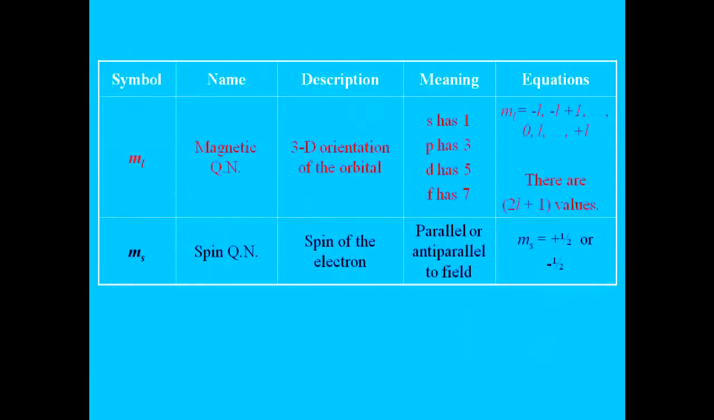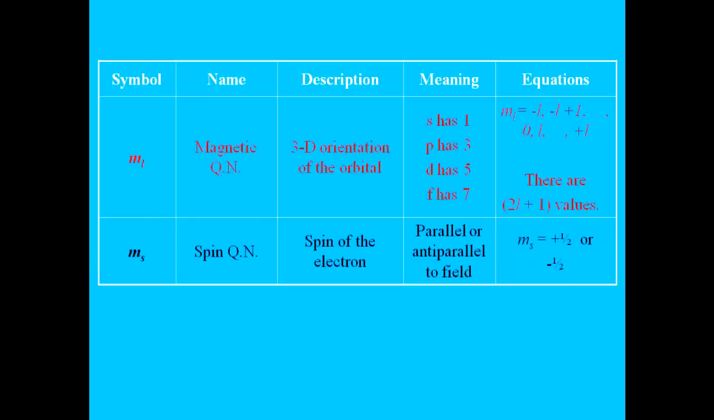m sub l is the magnetic quantum number. This is the 3D orientation of the orbital. How does the orbital sit on the 3D plane? s will have one shape and one orientation. p has 3, d will have 5, and f will have 7. To figure out the orientations available, you use negative l through positive l. So there are 2l plus 1 values for the magnetic quantum number.